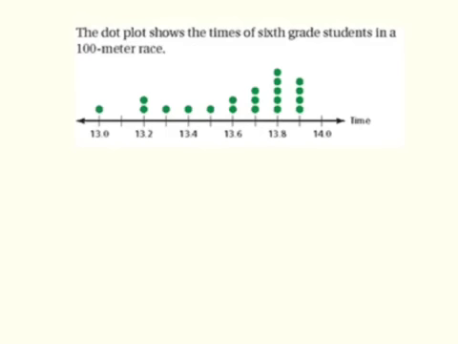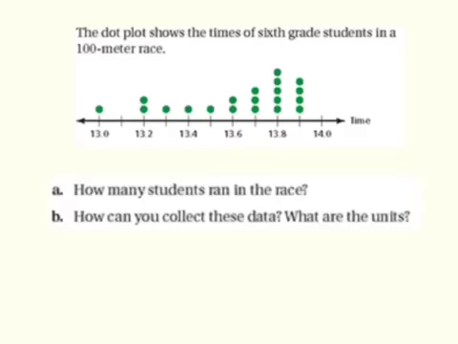So here's another dot plot. This shows the times of 6th graders in a 100-meter race. So here you can see all the data points. And really we're looking at a short span here between 13 and 14, right? So here are a few questions you might be asked about this. 1. How many students ran in the race?